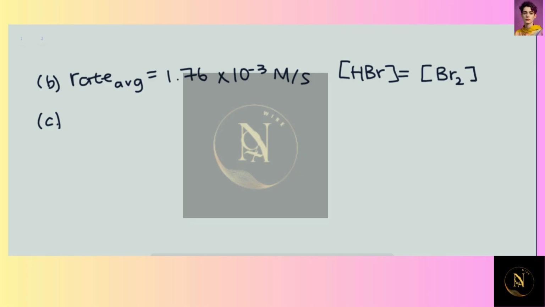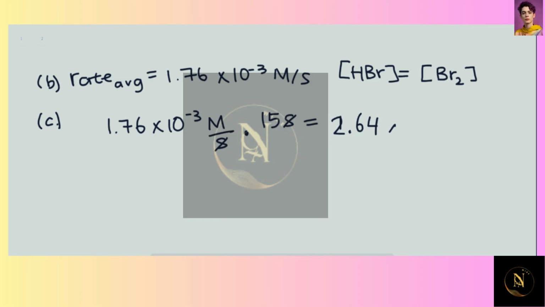So the first thing that you can do is you have 1.76 times 10 to the -3 molarity per second, and you just want to look at this reaction over the first 15 seconds. So you can multiply this by 15 seconds, and now you get a concentration of 2.64 times 10 to the negative 2 M.